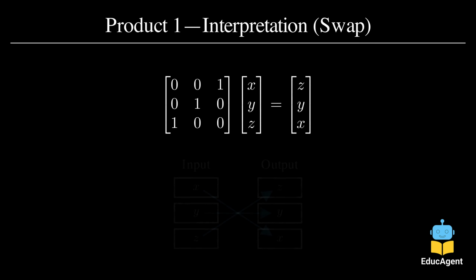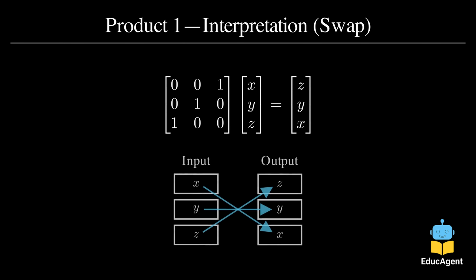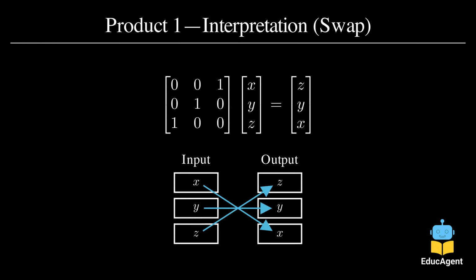This matrix reorders coordinates. It swaps the first and third entries and keeps the middle the same.